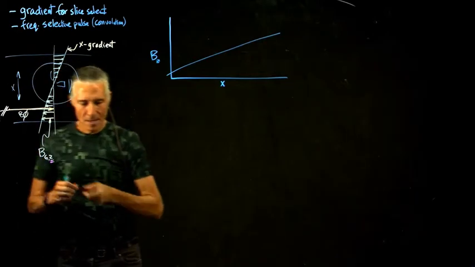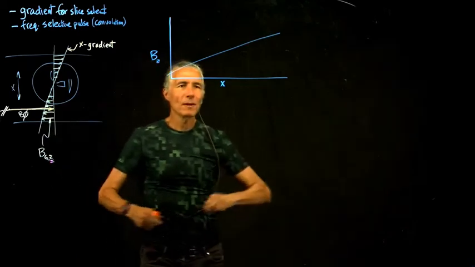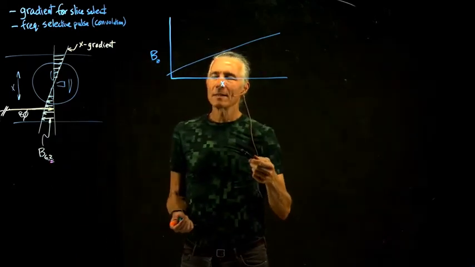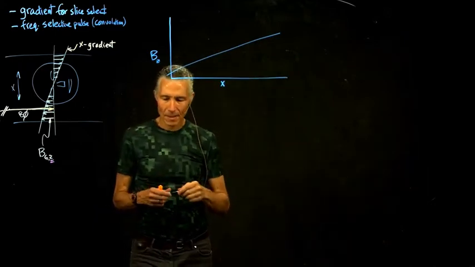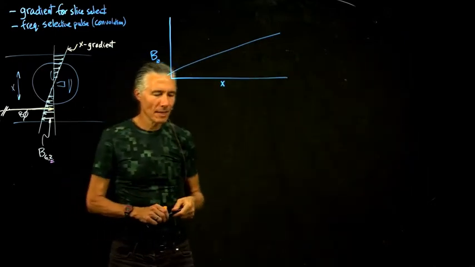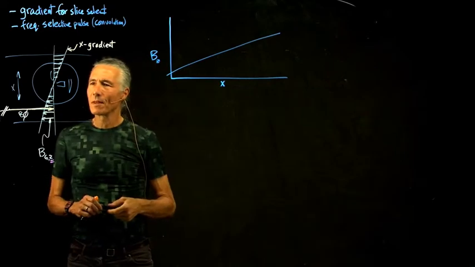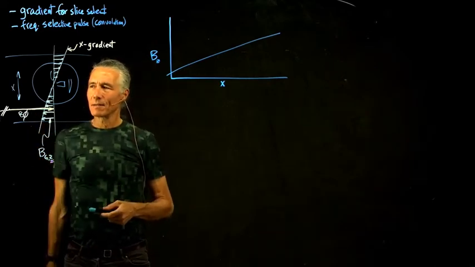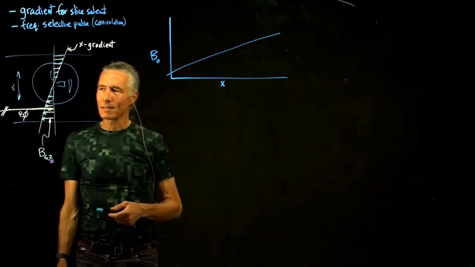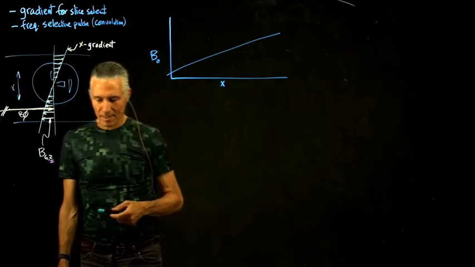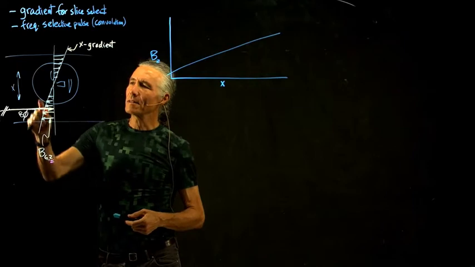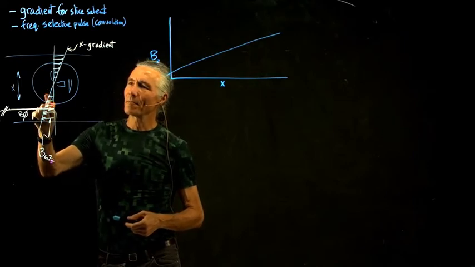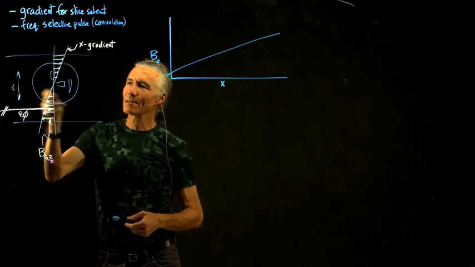So now what's the problem? Well, the problem is we want to select a particular slice. And if you're using the x gradient to select a slice, what slice is that going to be? That's going to be a sagittal slice.